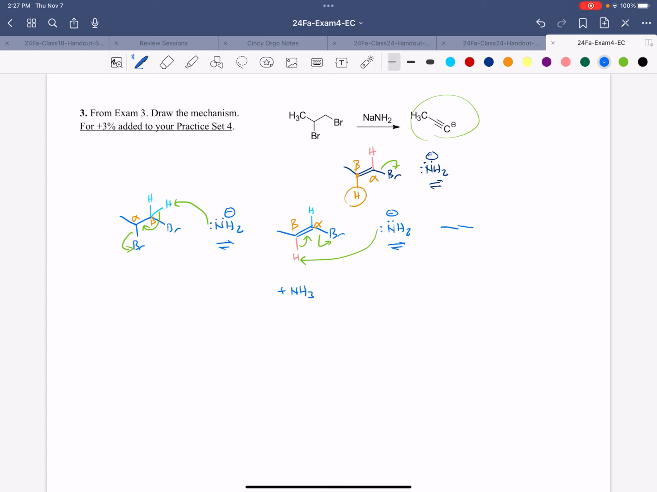Are we done? We're not quite done yet, because we noticed that in the product, it's a C minus. Right now we have a CH. And you know what color that H is? It's the light blue one. And therefore, we're going to use another molecule of NH2 minus. By the way, in the previous step, we created NH3 plus the Br minus. Same thing for the first step, plus Br minus.